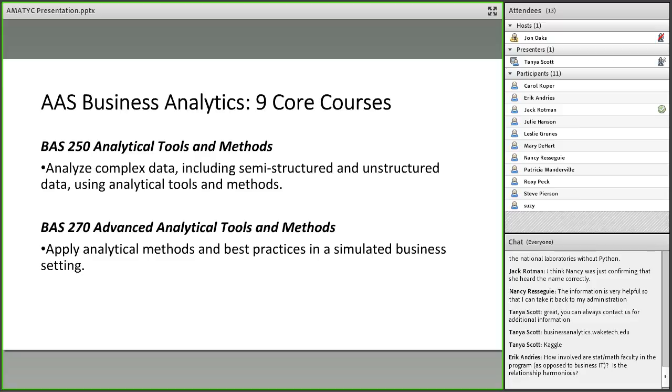How involved are stat math faculty in the program? Not really. We only require 2 math classes in the associate degree. We have Math 143, which is quantitative literacy, and we have Math 152, which is our intro to stats class at the college. So they're not that involved, and I would say that's also true in terms of business and IT. It really is business focused.